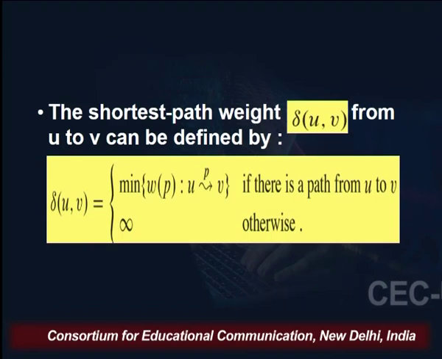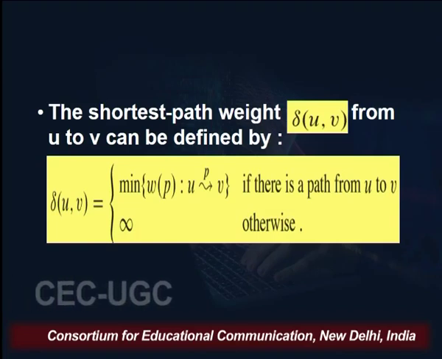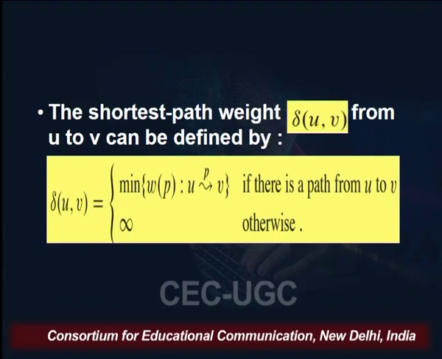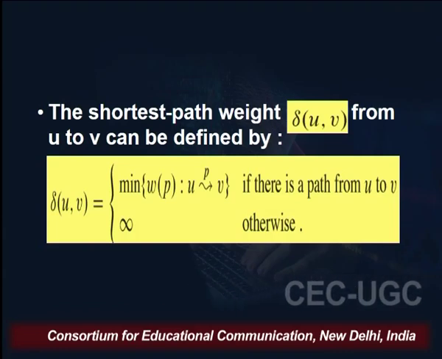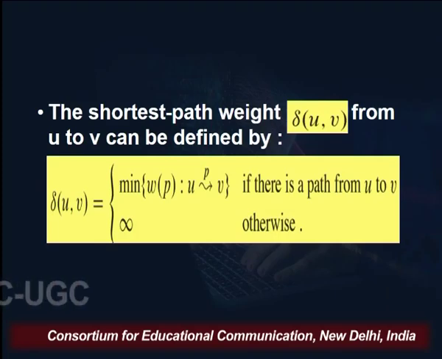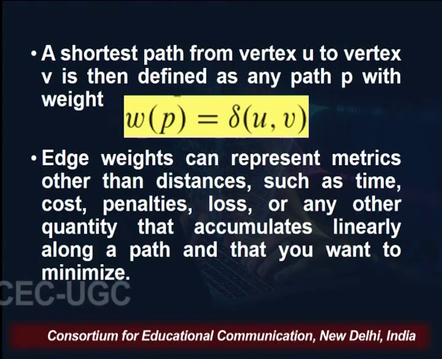So, if a path exists, we are looking for the minimum sum of its edges. If there is no path from U to V, that means it is going to be infinity. So, this is what the concept of our shortest path weight is. So, shortest path weight basically we are defining as delta U comma V.